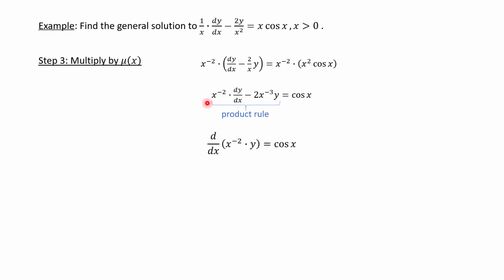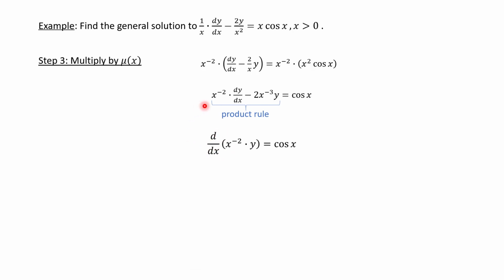So that's the whole reason why you're timesing by mu. Once you've multiplied by mu, you should notice and double check that this is the result of the product rule. Okay? So this is the derivative of x to the negative 2 times y. Let's verify. You don't have to do this every time, but I want to make sure you understand.